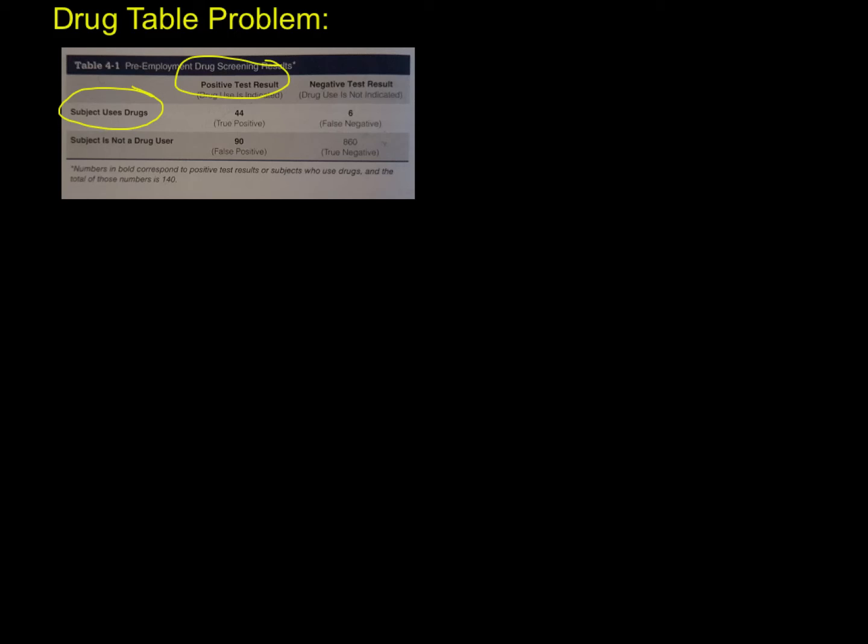So we would have to find the sum of this column and this row, and we want to subtract out the overlap. First we want to find the sum of each column and row, and then we want to find the overlap, and we're going to subtract them as fractions. So the sum of the positive test column is 134. And the sum of the subject uses drugs row is 50. The total for this is 1,000, so we'll write n equals 1,000.